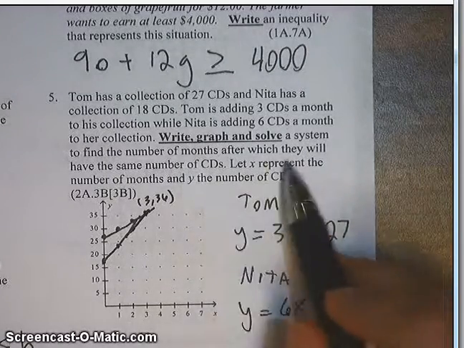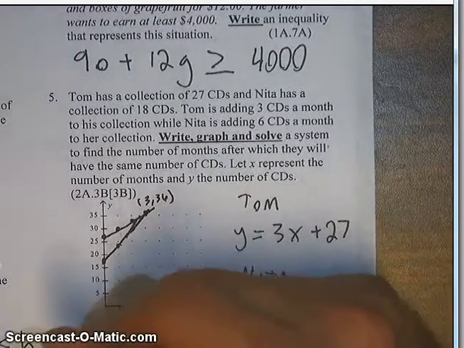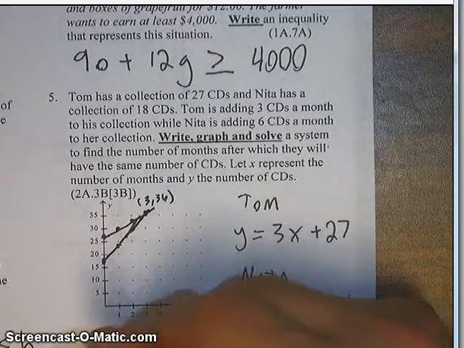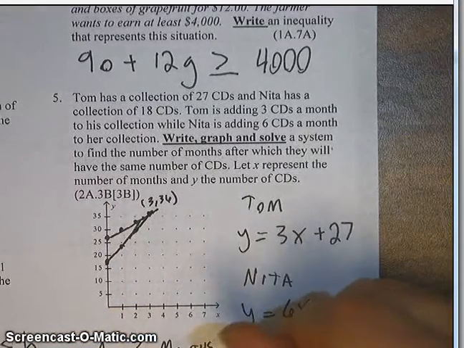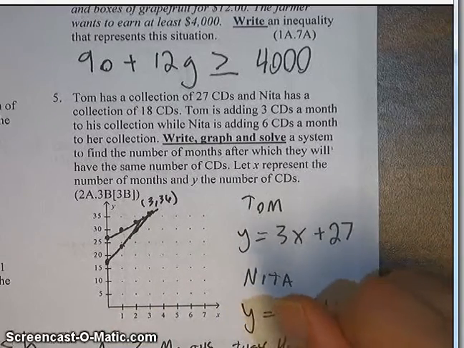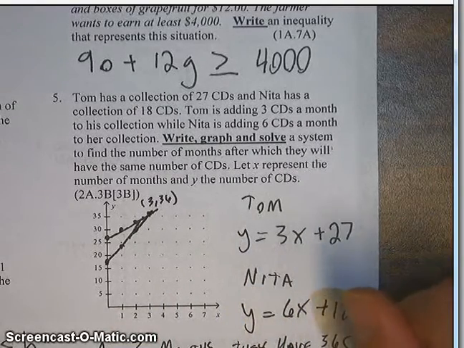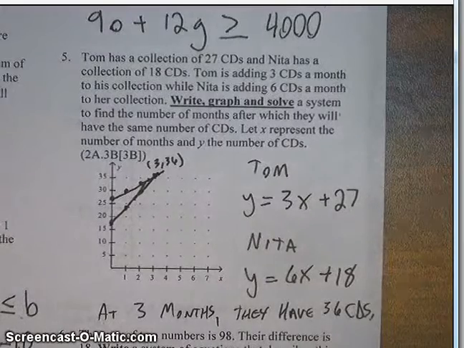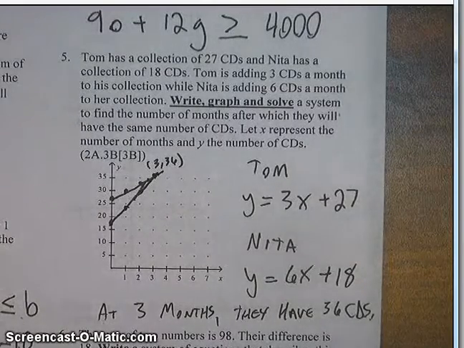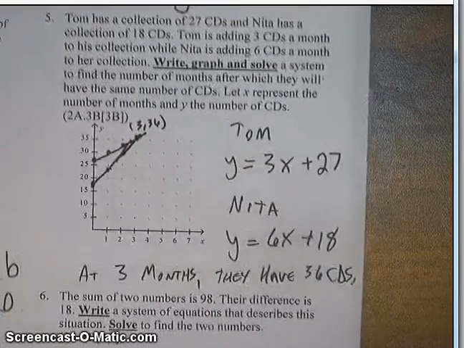The number of months after which they'll have the same number of CDs. At 3 months, they both have 36 CDs. And that's the solution to that one. It's where they cross. Let's talk about number 6.